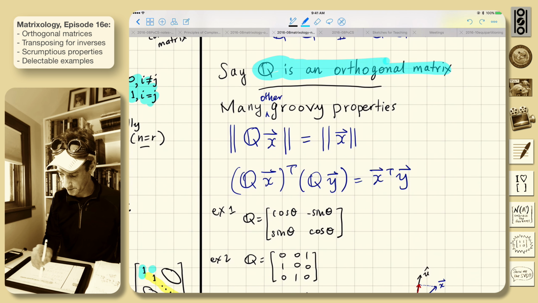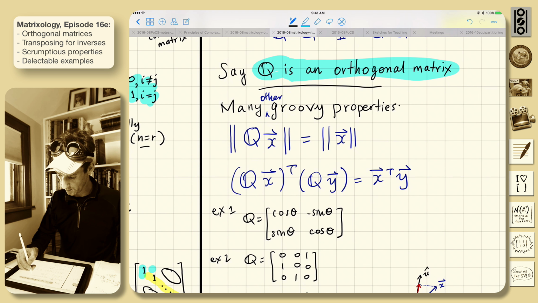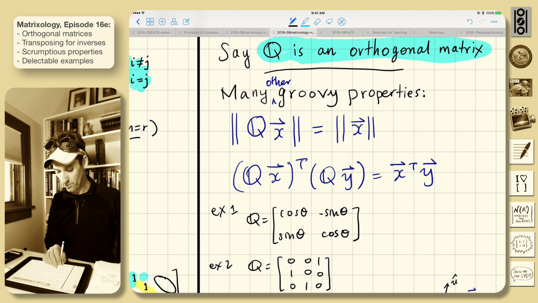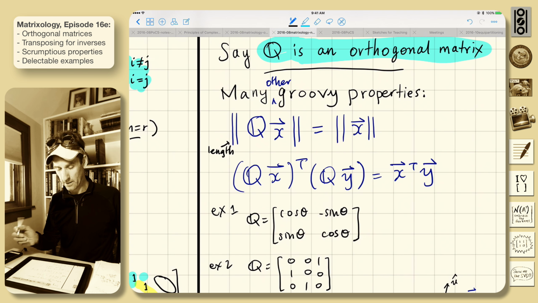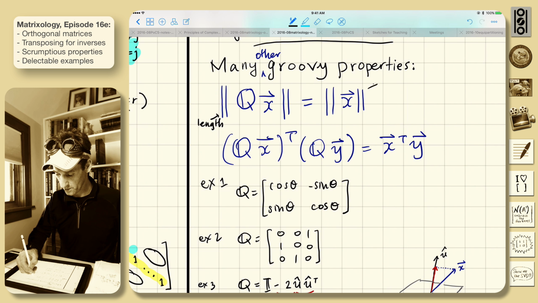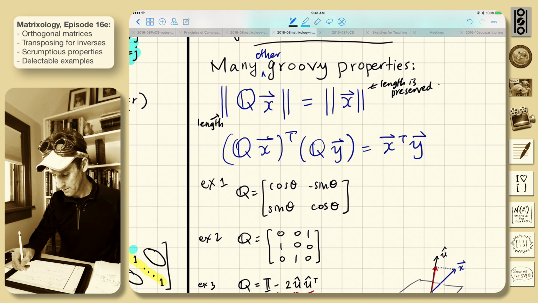Q is an orthogonal matrix. So there are many other properties, including this. This is transforming x, Q times x. The length. So again, this is length. Something that rotates a vector, maybe flips it, other sorts of things. So length is preserved under transformation.